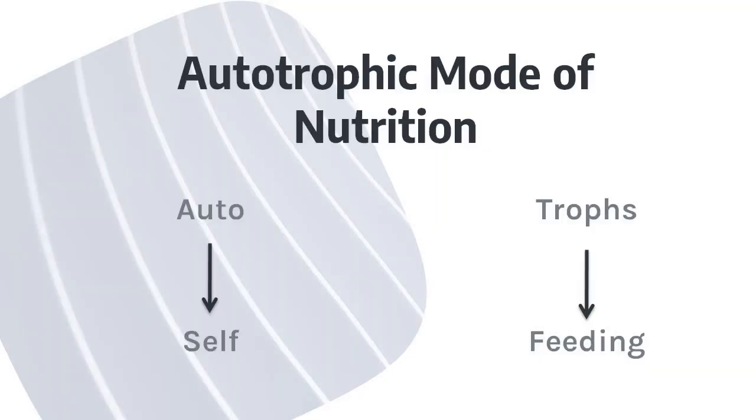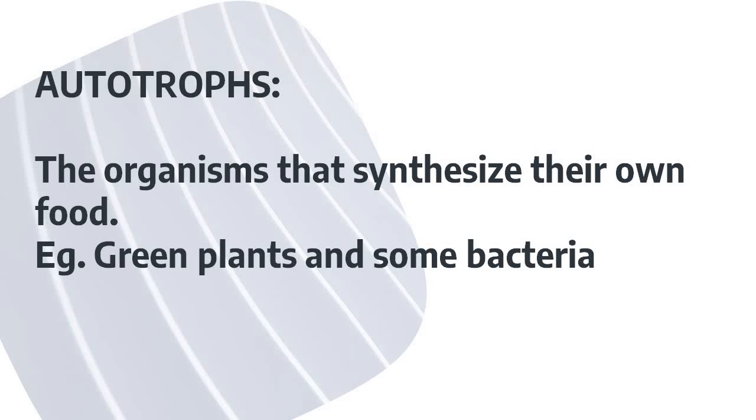Let's discuss the autotrophic nutrition in detail. The term autotrophs has two parts. Auto means self and trophs means feeding. Therefore, autotrophs means self-feeding. So, how do we define the term autotrophs? Autotrophs are the organisms that synthesize their own food. For example, green plants and some bacteria.